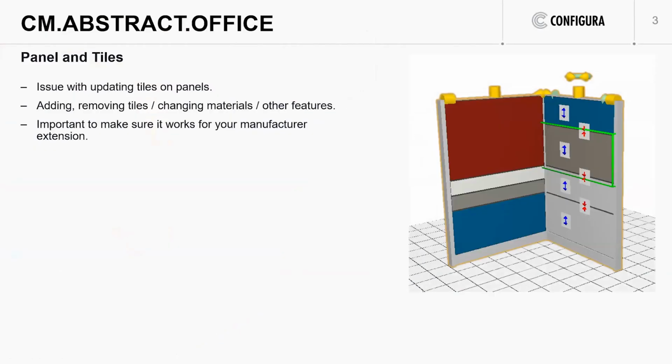For the first one, it is CM.ABSTRACT.OFFICE. There isn't anything new here, but developers made a fix to the Abstract Office because there used to be an issue with updating tiles on panels. This includes adding, removing, changing the materials, and other manufacturer extension specific features related to your tiles. Sometimes it just won't refresh. It can be materials, it can be features. It's very important to make sure that it works with your extension. Now, it works fine.